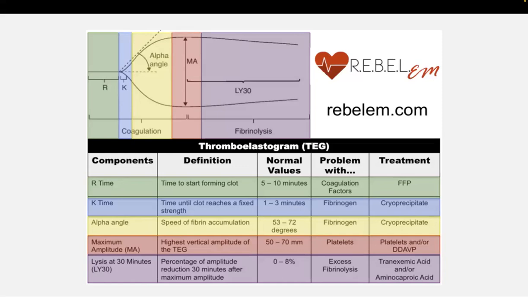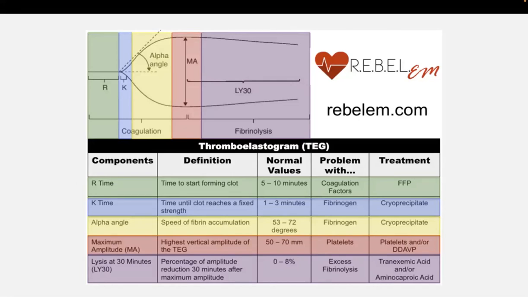So the R time in green, this is thrombogenesis. This time tells us the time of formation of the critical mass of fibrin. If you remember with the coagulation cascade, what you need for fibrin to form, you need all those clotting factors. Clotting factors are the intrinsic and the extrinsic factors, right? So if you do not have enough of those clotting factors, it means that your R time will be prolonged. And if it is prolonged, it means that you need to give the patient clotting factors.